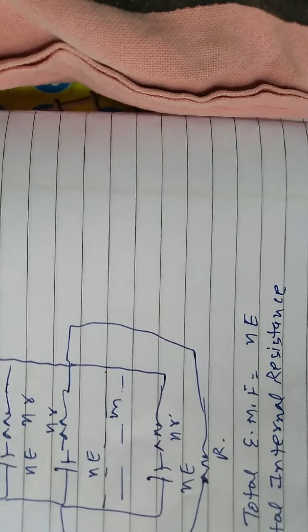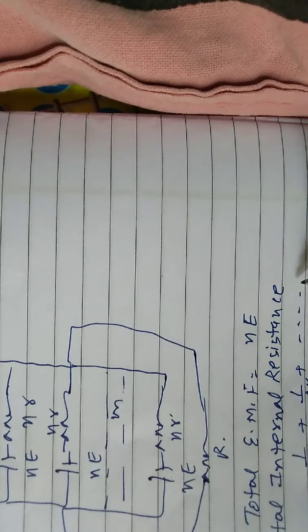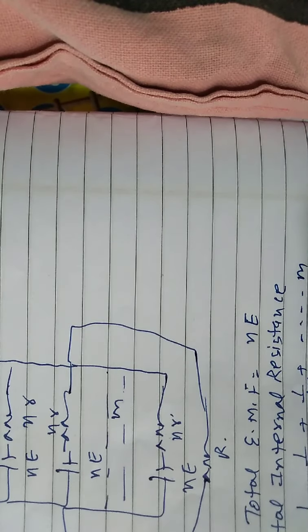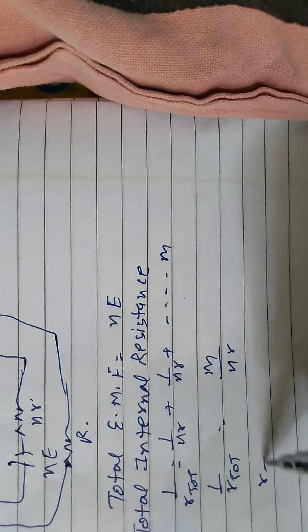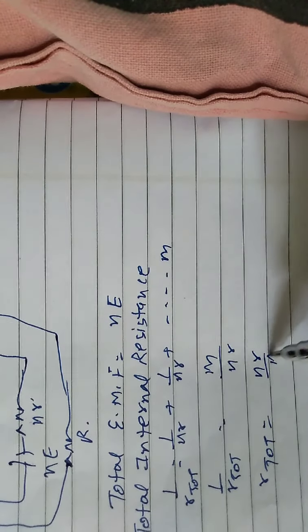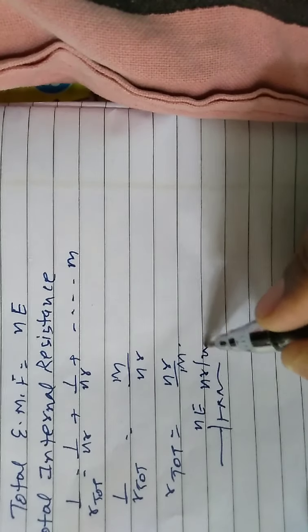Now total internal resistance in parallel combination. For the first row NR, for the second NR, total M rows. So we can write M by NR. So R total is equal to NR upon M. Now this is NE, internal resistance NR by M, external resistance capital R.